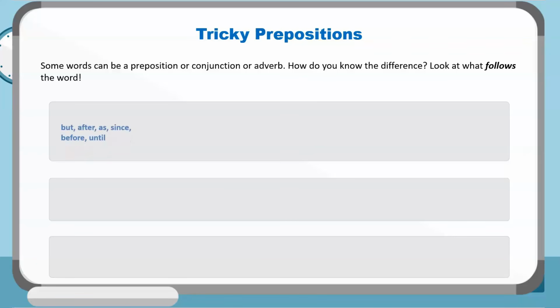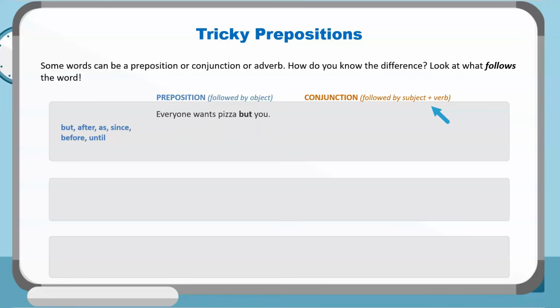Let's look at the tricky group of words but, after, as, since, before, and until. This group of words is tricky because each of them can be used as a preposition or a conjunction. How do you know the difference? You know because of what comes after the word. When these words are used as a preposition, they're followed by an object, which is a noun or pronoun. When they're used as a conjunction, they're followed by a subject and a verb.